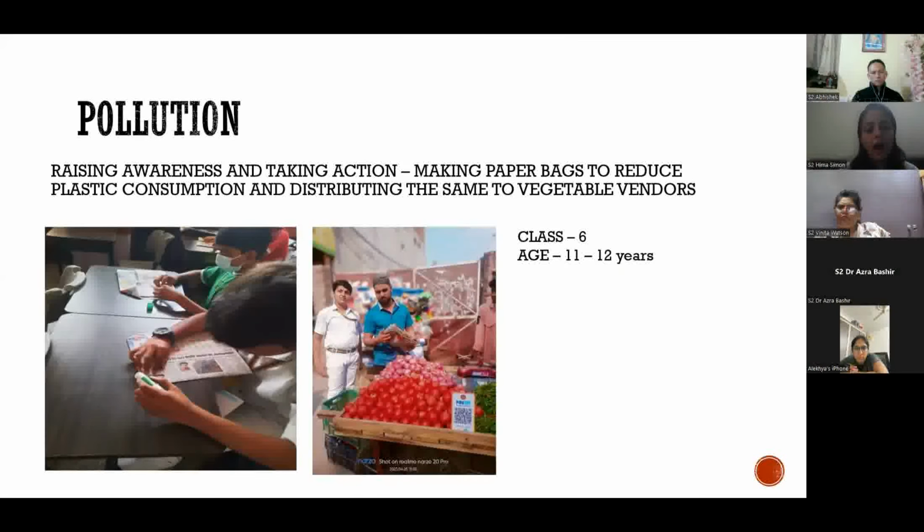For this, we asked our students to make paper bags, and students very enthusiastically made paper bags. These paper bags were distributed to the nearby vegetable vendors. They made at least 20 to 25 paper bags per student, and it was given to these vegetable vendors, and they used it to pack their food instead of using plastic packets. So it is also recycling of old newspapers. That is how they took action to reduce the plastic pollution in their surroundings.